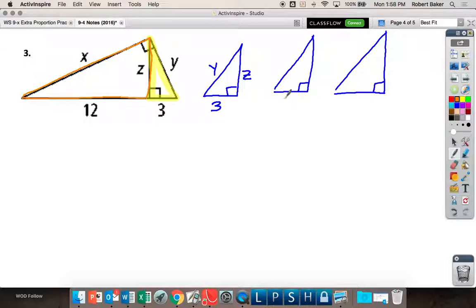What goes right here? Z. Twelve. X. So we got 3, 12, and X. The right angle is right here, and that points to X, which is our hypotenuse. And in the big triangle, you have to do a little bit of math. What goes down here? Y. 15. Ooh. This is the right angle that points to the hypotenuse. So right here is X, and the hypotenuse is 12 plus 3 or 15.